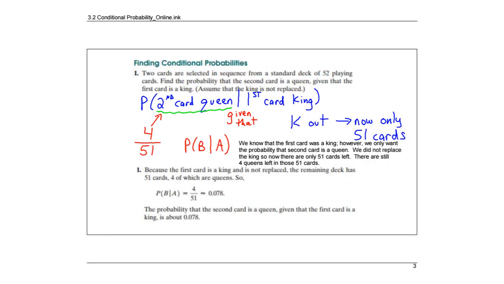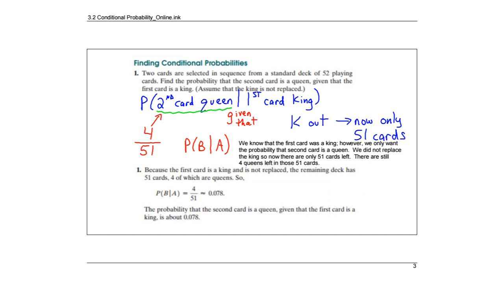Okay, so let's look at this. We've got 2 cards selected in sequence from a standard deck of 52 playing cards. Okay, our standard deck. Find the probability that the second card is a queen, given that the first card is a king. Assume that the king is not replaced. So we are not putting the first card that we picked back into the deck.